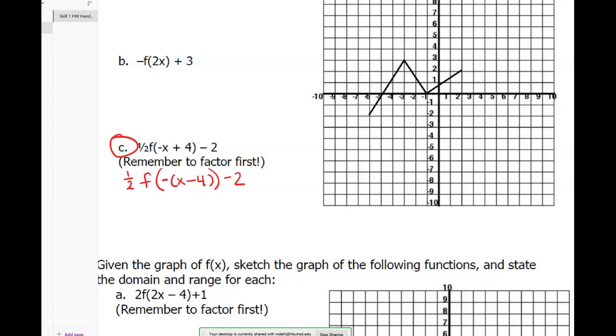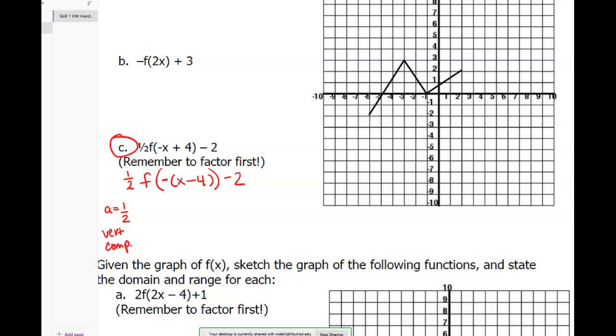So what do we have here? We have an a value of 1/2, and that would be called a vertical compression. That means it's going to take every vertical thing and however far it is away from 0, it's going to change the distance to like half the length that it used to be.